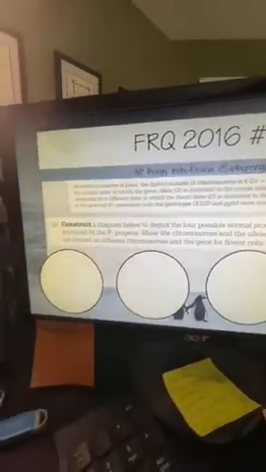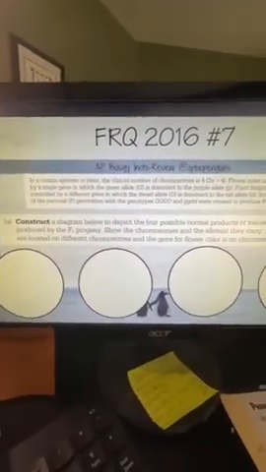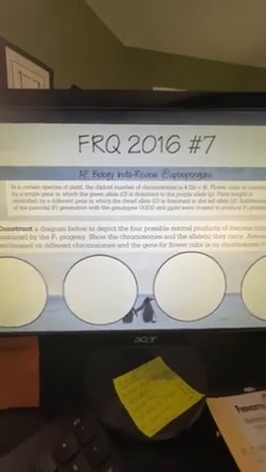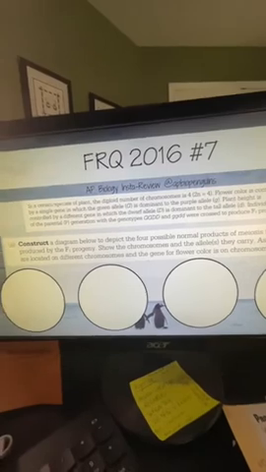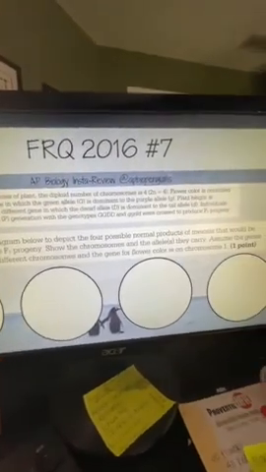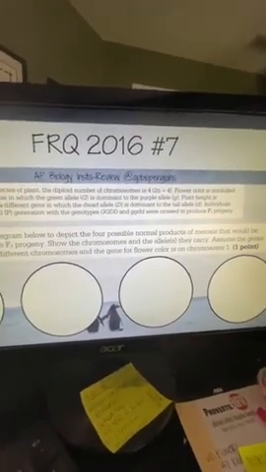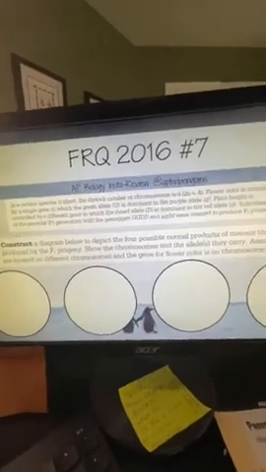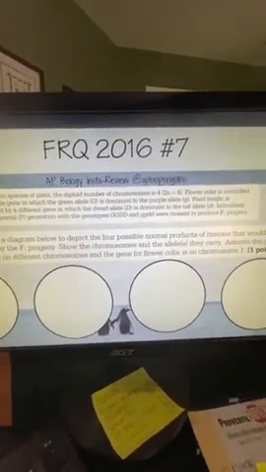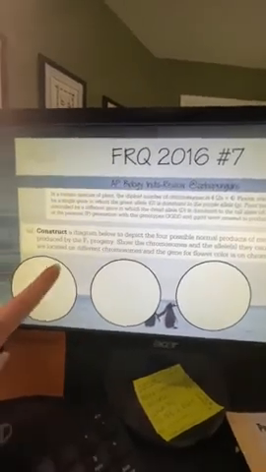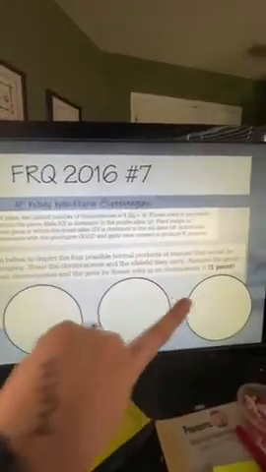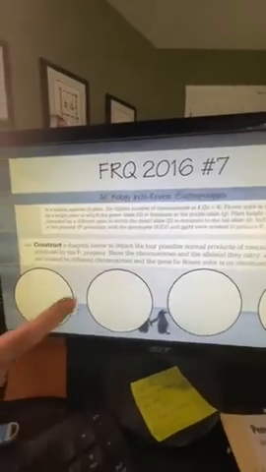So the first question we have is construct a diagram below to depict the 4 possible normal products of meiosis that would be produced by an F1 progeny. Show the chromosomes and the alleles they carry. Assume the genes are located in different chromosomes and the gene for flower color is on chromosome 1. Okay, so what they're telling us to do is to make sure that we can draw out what the 4 different gametes would look like from the F1.